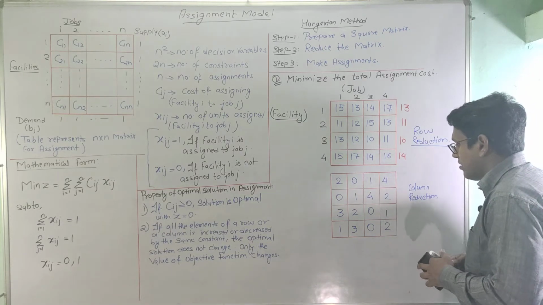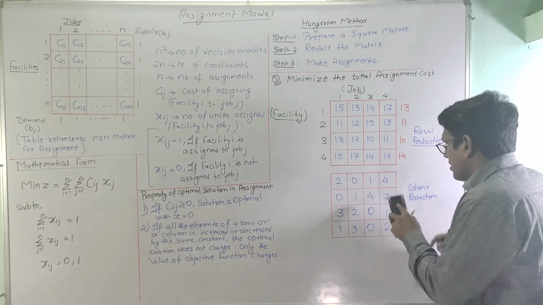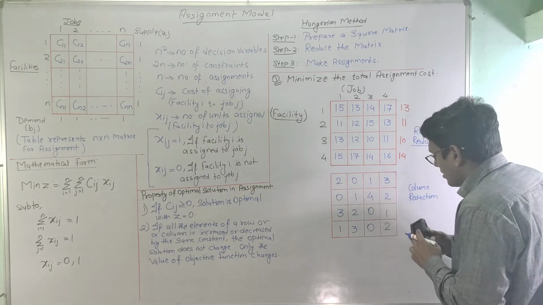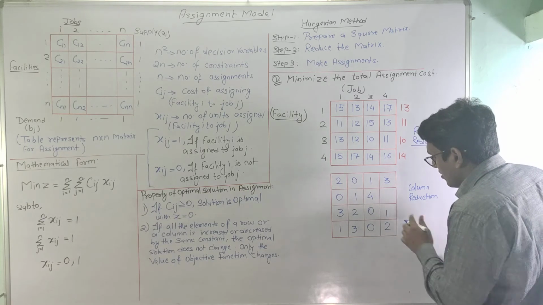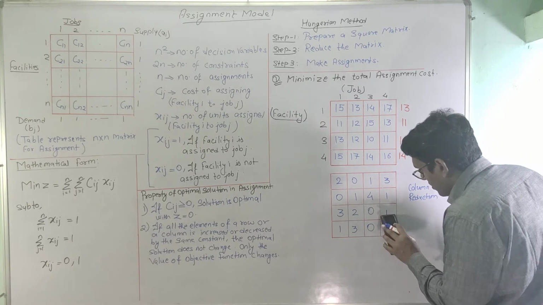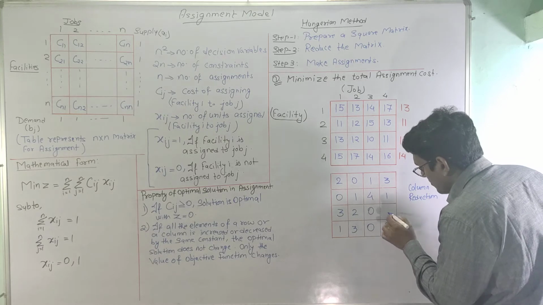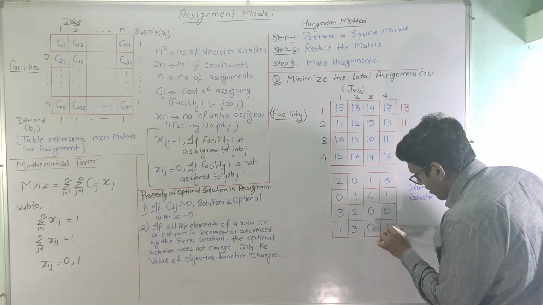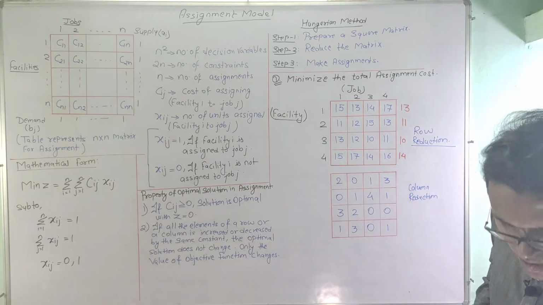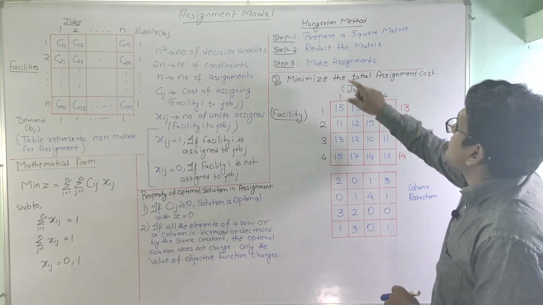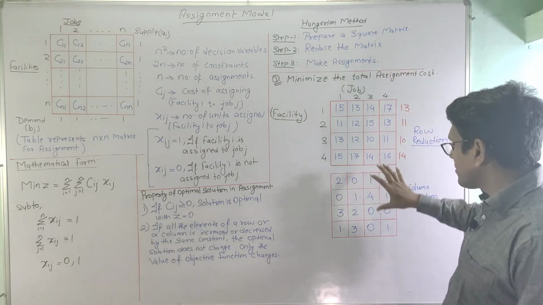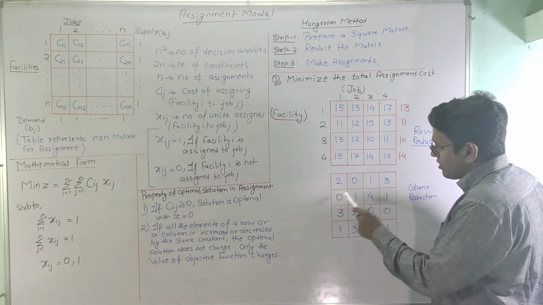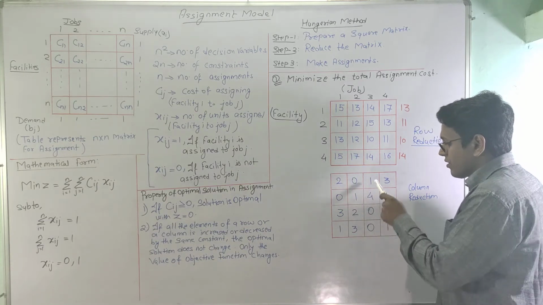Okay, so this will become 3. This will be 1. This is 1. This is 1 minus 1, 0. And this is 2 minus 1, 1. Now as we can see, we have completed step 2, that means we have reduced the matrix and we now have zeros in each row and in each column.